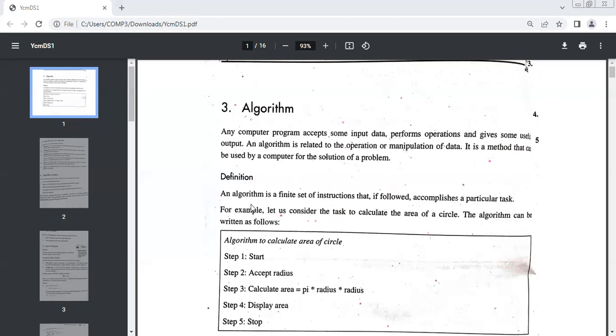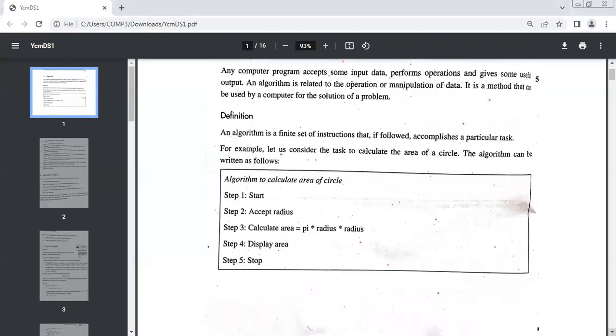So the definition of an algorithm: we can say that it is a finite set of instructions that is followed to complete a particular task. In short, an algorithm is nothing but a finite set of instructions that is followed to complete a particular task. Here is an example of an algorithm to calculate the area of a circle.